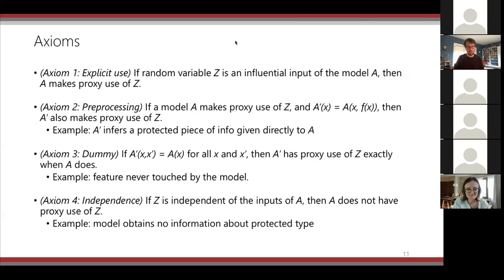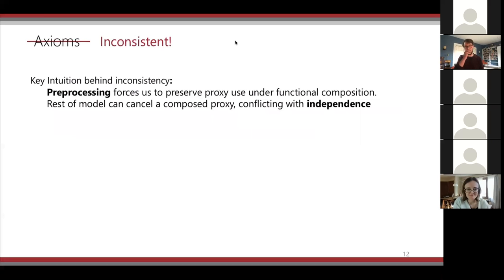But the problem here is that these axioms are actually inconsistent, right? So there is no definition that satisfies all 4 of these axioms simultaneously. The intuitive reason is that this preprocessing axiom uses functional composition, and insists that we preserve proxy use under uses of functional composition, right? And we needed that to be able to talk about inference, the core of the definition. But the rest of the model can essentially cancel out a composed proxy, and conflict with the independence axiom number 4, right?